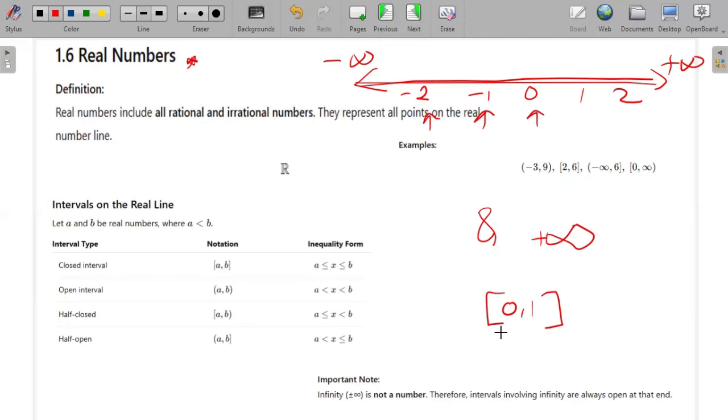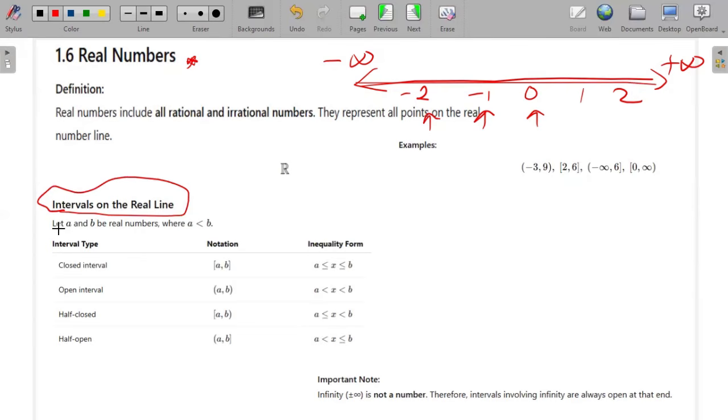We can start counting from today until the day Jesus comes. We won't finish counting them, just the numbers that are between 0 and 1. So these real numbers will be represented by what we call intervals. The intervals just show us the starting point and the end point of a range of values that we are considering. So this is what I was writing there: intervals on the real line.